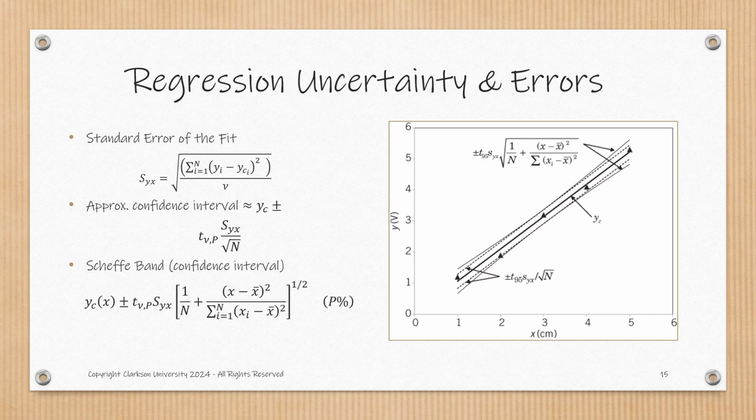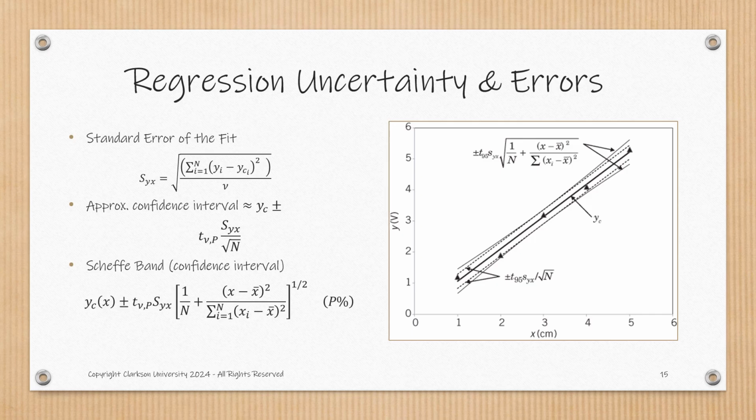As shown here, we can use the standard error of the fit to understand uncertainty and error of our regression model. The confidence interval can be approximated by Student's t times the standard error of the fit, s_yx, divided by the square root of n. We see that visualized as constant dashed lines around our linear curve fit y sub c in the plot on the right.